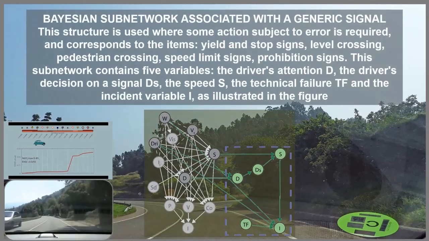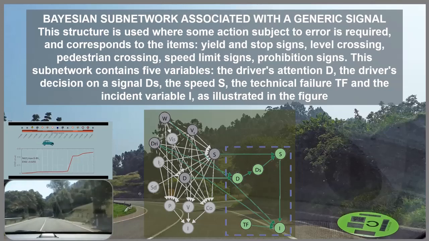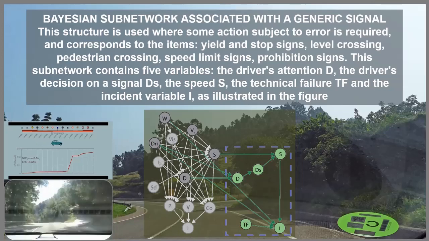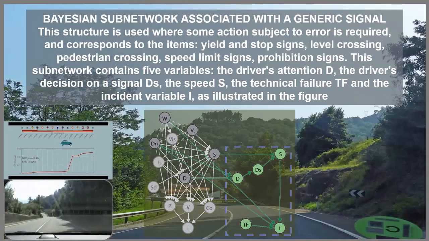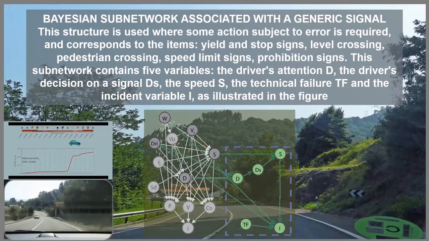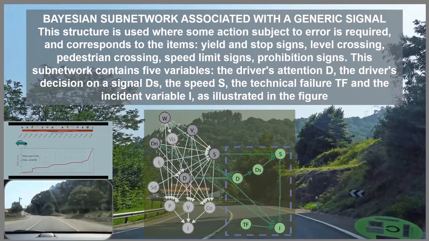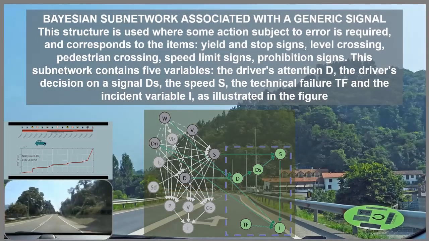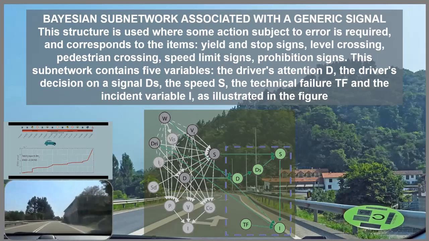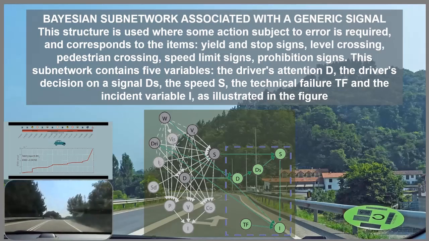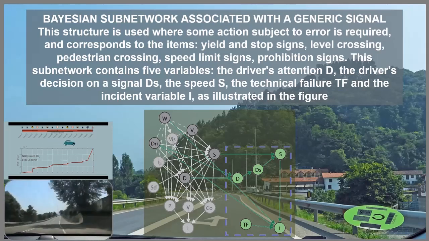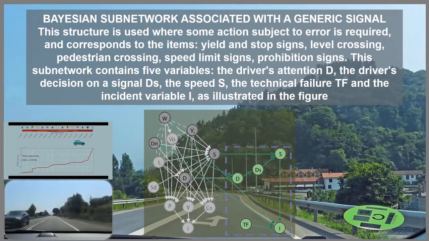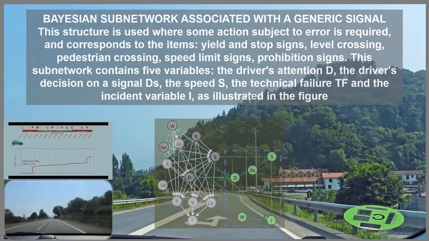Bayesian subnetwork associated with a generic signal. This structure is used where some action subject to error is required, and corresponds to the items yield and stop signs, level crossing, pedestrian crossing, speed limit signs, prohibition signs. This subnetwork contains 5 variables: the driver's attention D, the driver's decision on a signal DS, the speed S, the technical failure TF, and the incident variable I, as illustrated in the figure.